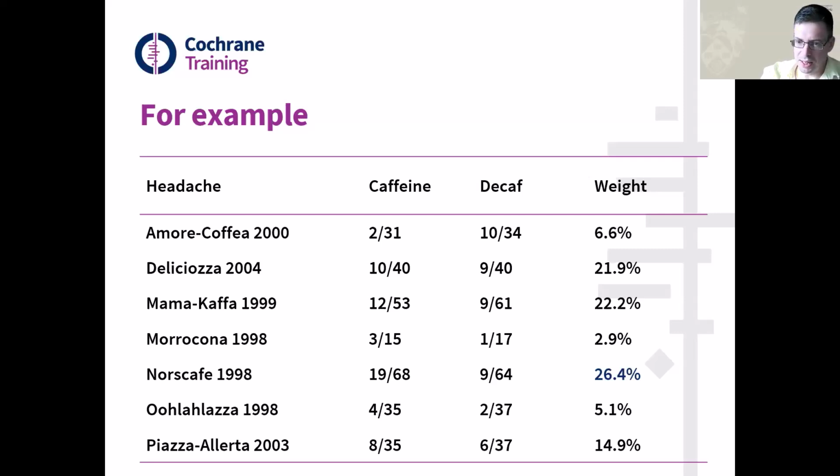At the opposite end, we can see the Morocana trial, which only had just over 30 patients and 4 events, gets very little weight. It only gets basically 3% of the weight. So the idea here is that we're going to give the bigger studies with more events, more information in them, a larger weight overall.